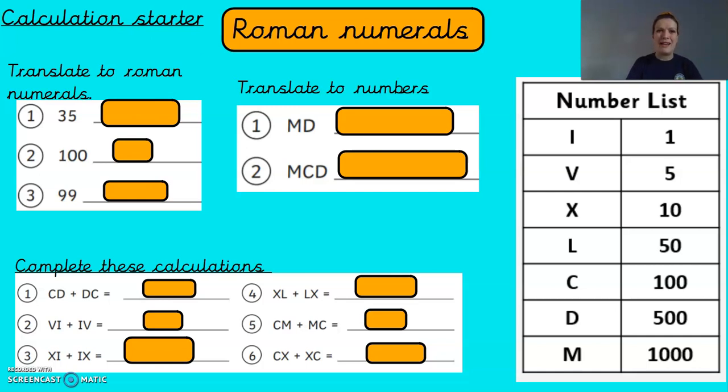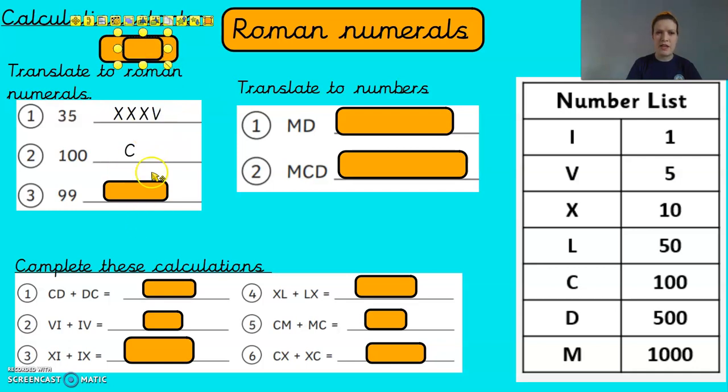Okay, welcome back. So this first little section was to translate these numbers to Roman numerals. So 35 translated to Roman numerals is XXXV. 100 is C, and you can remember that being C and cent, century, because there's 100 years in a century, so you can remember it like that. And then 99 is XCIX.